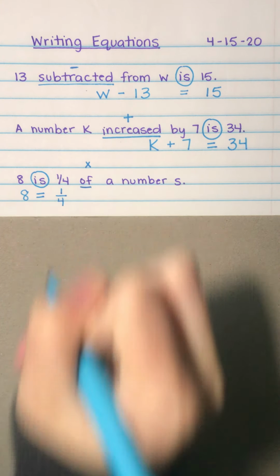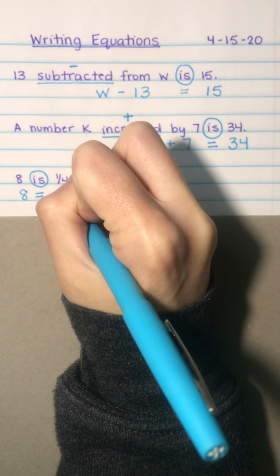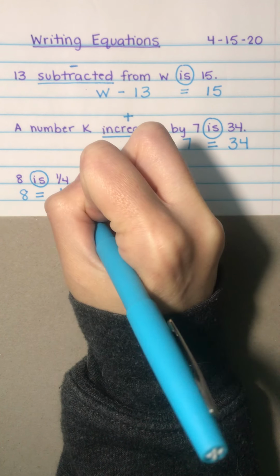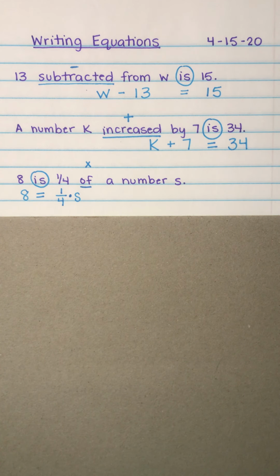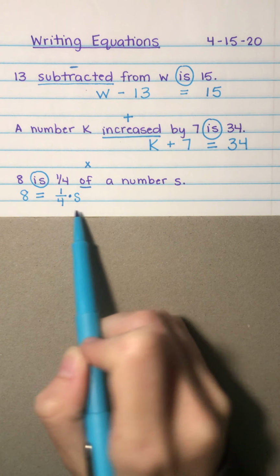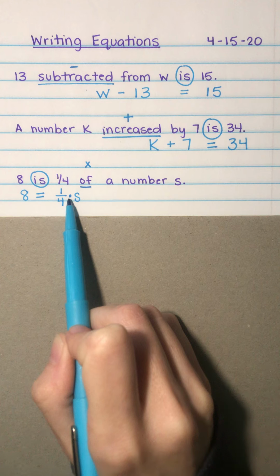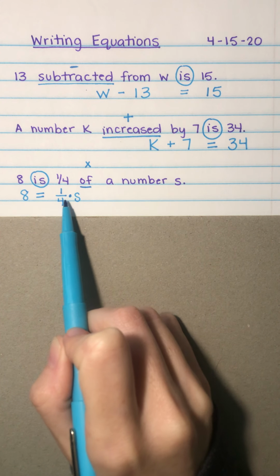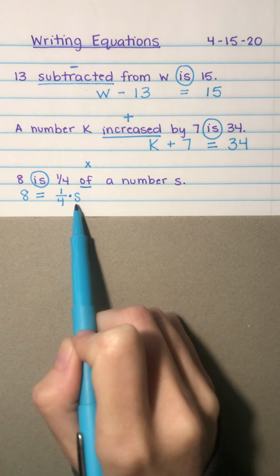which can be shown in a few different ways. So I can do 1/4. I could put a dot in there with the S. I don't want to put a multiplication sign because then it will look like I've got an extra letter in there. But I can also remove that and make it invisible multiplication where it would just say 1/4 S.